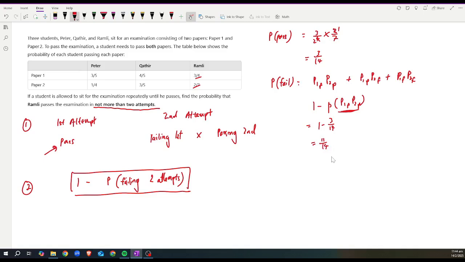So you can just sub that value in here to find the answer. 1 minus failing 2 attempts. So this is the probability of failing the first attempt, multiplied by the probability of failing the second attempt. The answer will be 75 over 196.